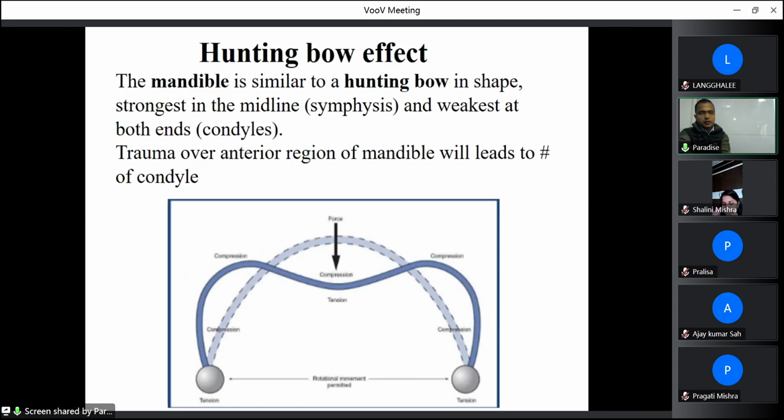Though it is less common in Nepal, most of the cases are not done here. But recently, a few cases have been done, and we have already done a few cases. We are starting with TMJ replacement as well.